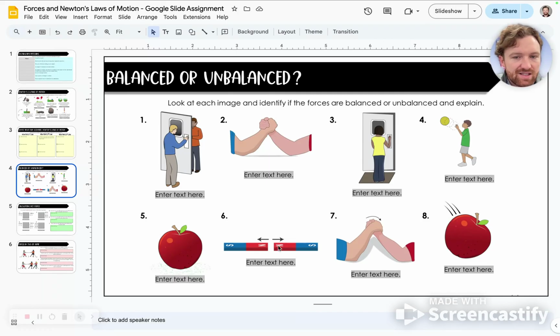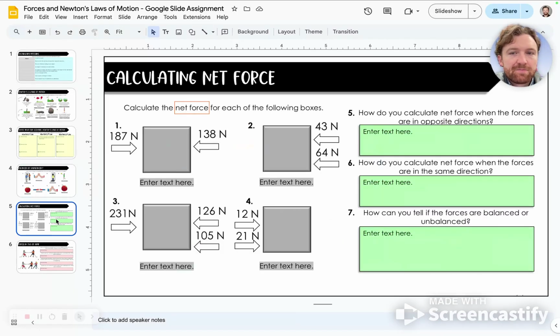That's balanced. 6, those arrows indicate that if you have 2 north sides of a magnet, likes repel. So opposites of a magnet attract. The likes in this scenario for number 6 would repel. So you'd have movement. They'd be unbalanced. 7, unbalanced. And 8 shows the apple actually in motion, so that'd be unbalanced.